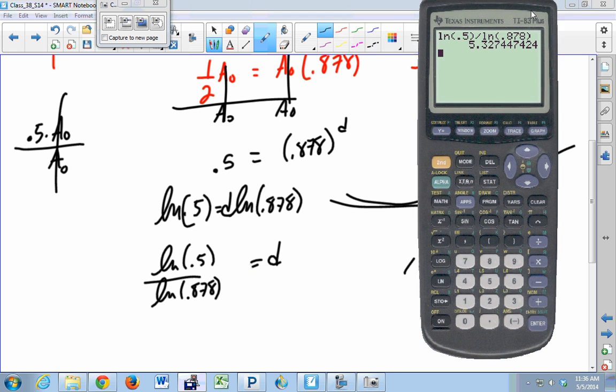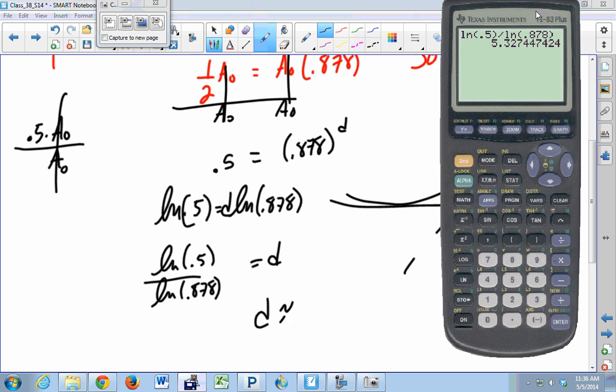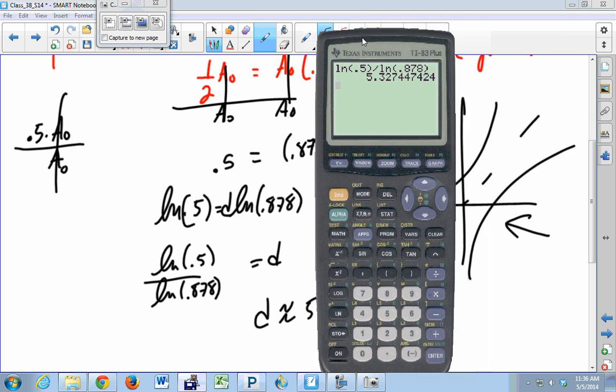Okay, so that says roughly a little more than 5 decades. 5 decades is 50 years from now. I won't be alive, but I'm still going to worry about it.